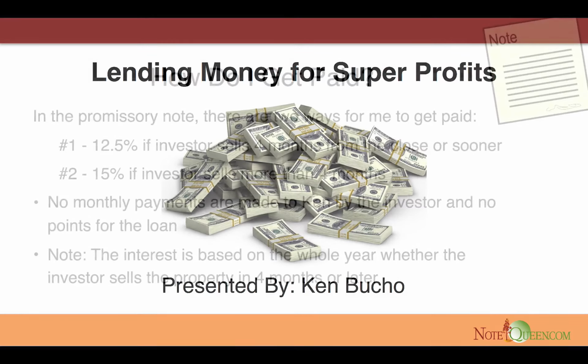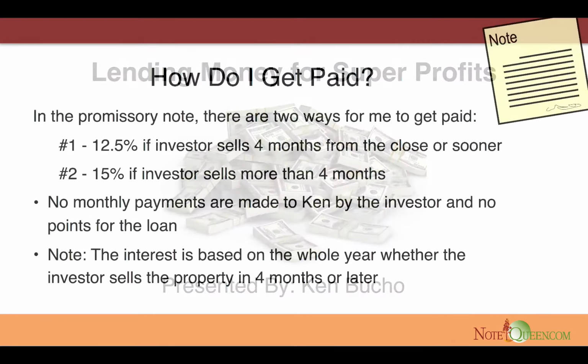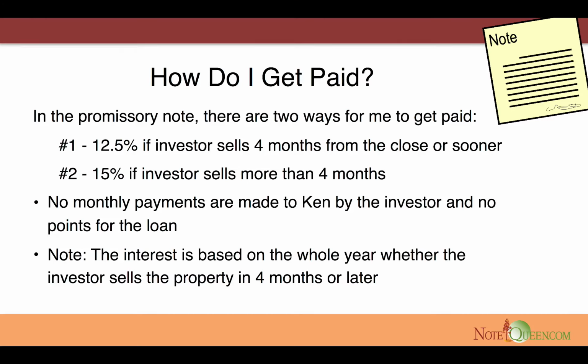So what we've developed on this is that through our relationship, it wasn't always this way. There's two different scenarios. There's a 12.5% interest that I would yield if he sells it in 4 months or sooner. And then there's a 15% yield that I would get if he sells it in more than 4 months. And again, like I said about relationships, if he sells it for 4 months and a week, or 4 months and 2 weeks, you know what? It's not worth it for me to try to get an extra 2.5%.